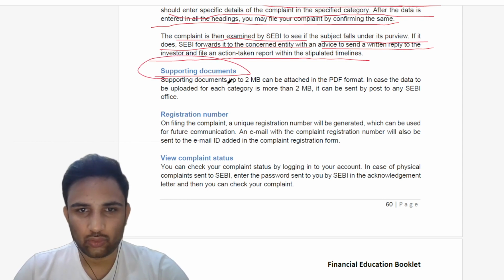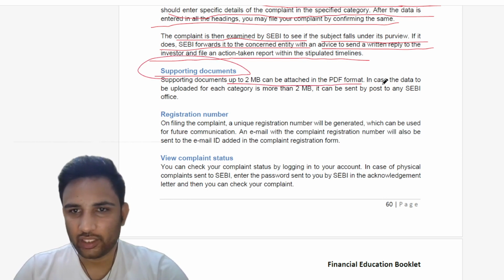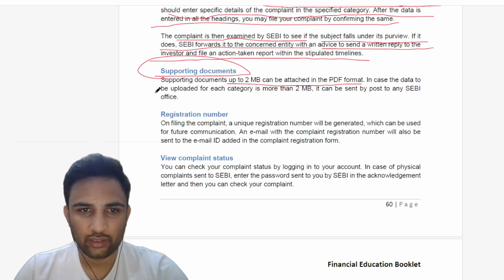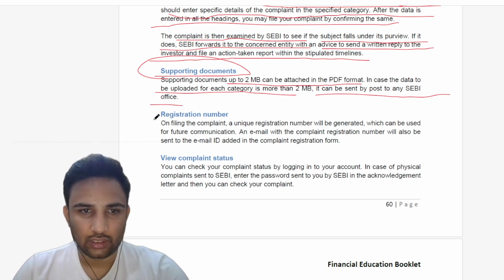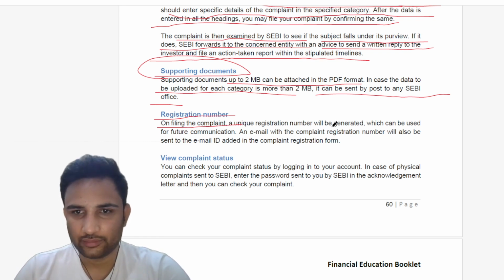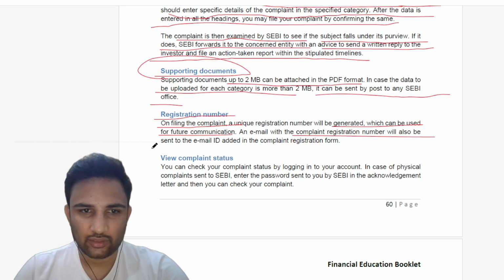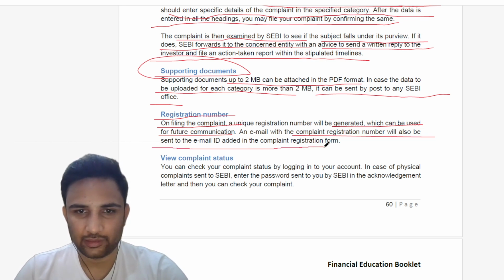Supporting documents up to 2 MB can be attached in PDF format. In case the data to be uploaded for each category is more than 2 MB, it can be sent by post to any SEBI office. Registration number: on filing the complaint, a unique registration number will be generated, which can be used for future communication. An email with the complaint registration number will also be sent to the email ID added in the complaint registration form.